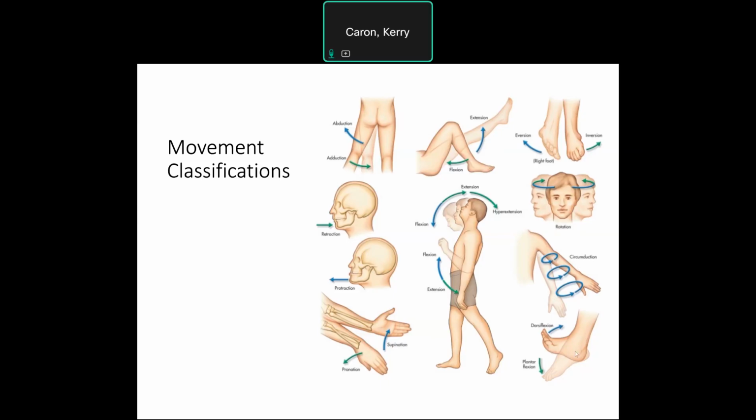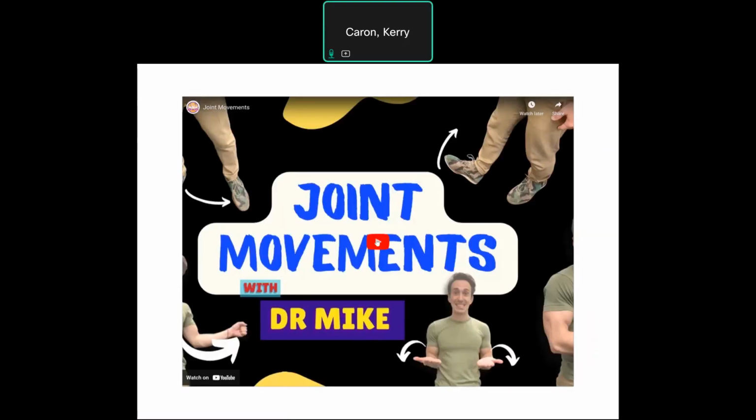And then dorsiflexion, plantar flexion. To dorsiflex, dorsal means back. It's bringing your toes up towards your back. Plantar flexion, plantar, if you remember from the regions, is the sole of the foot, and that's bringing that down. Okay, here's a little video on joint movement.